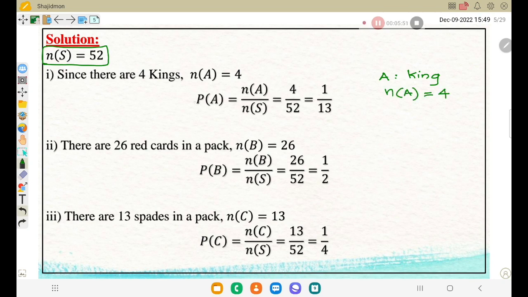So how can we write the probability? Probability of A equals number of elements of A divided by number of elements of S, correct? Number of outcomes favorable to the event A divided by the total number of outcomes in the sample space. So the number of elements of A means there are 4 king cards, divided by the total number of outcomes in the sample space. There are 52 cards. So 4 divided by 52, we will get 1 over 13, correct? So this is the first example.